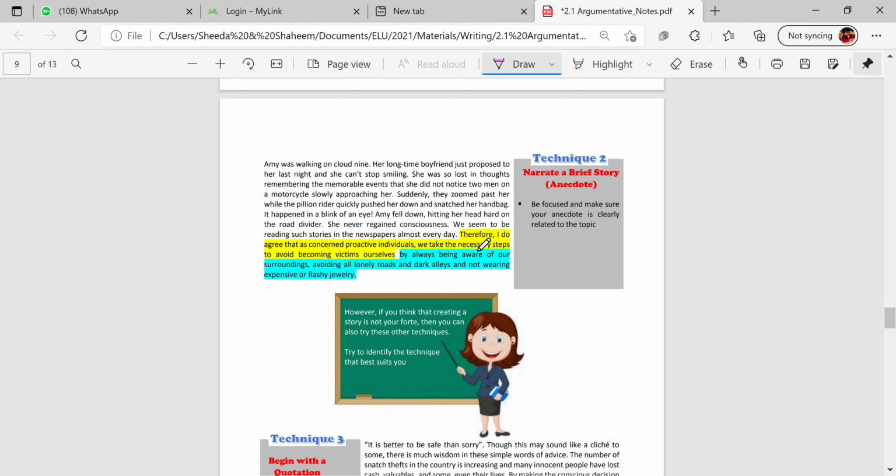And as you can see, the highlighted phrase is the stand, and the blue highlighted sentence is the thesis statement.